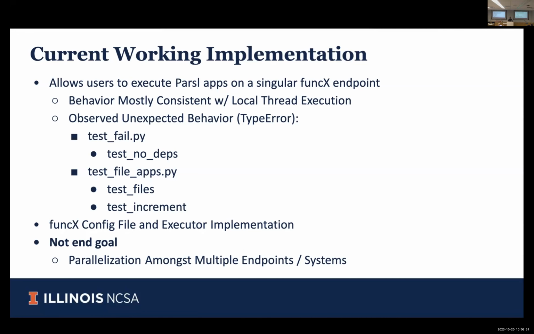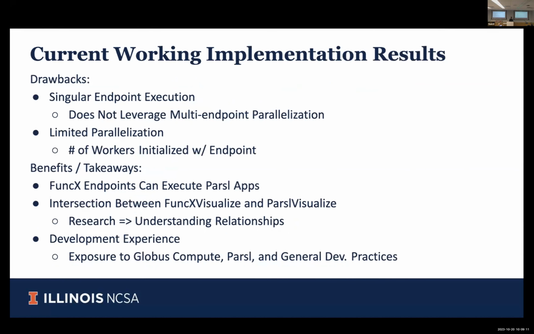In regards to the current implementation, we do have a funcX config file within the Parsl test directory in Parsl that allows us to call our funcX executor natively, which lets us run these tasks on a funcX endpoint. However, this is not the end goal because our pure idea is to parallelize alongside multiple endpoints and not a singular funcX endpoint. However, we do have some results from this current implementation that I think are still necessary to discuss. So we do have that singular endpoint execution system that does not leverage that multi-endpoint parallelization. And based on our current system as well, our parallelization is quite limited to the number of workers initialized within the creation of that endpoint, which we do not want to have at the end.